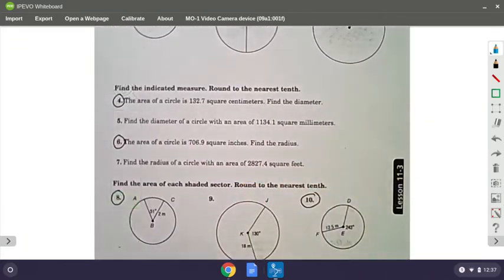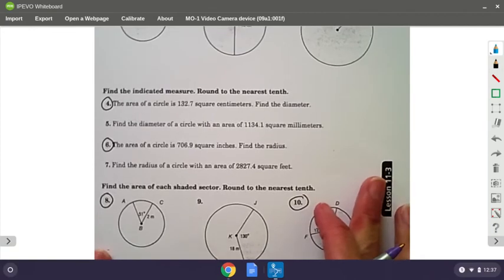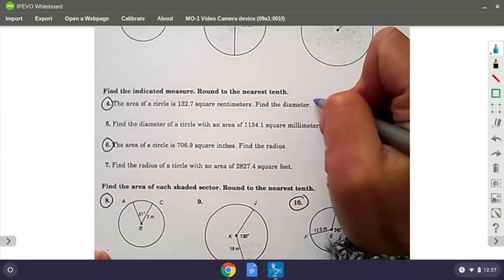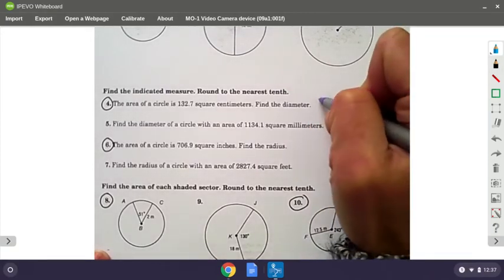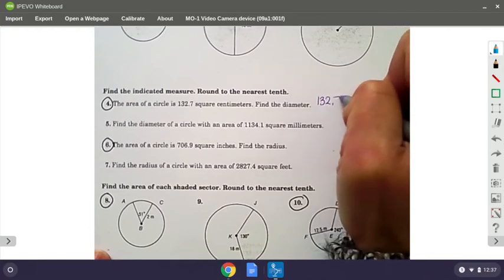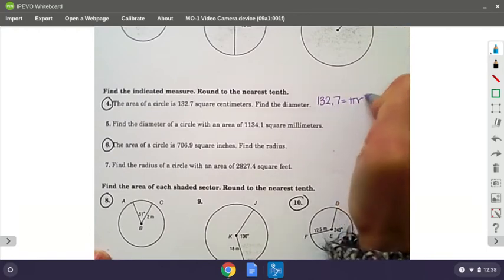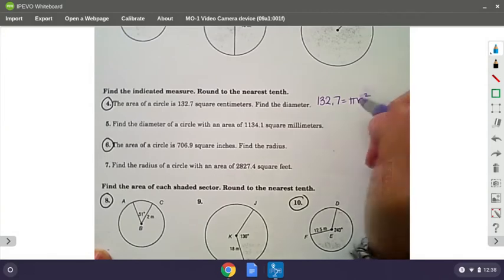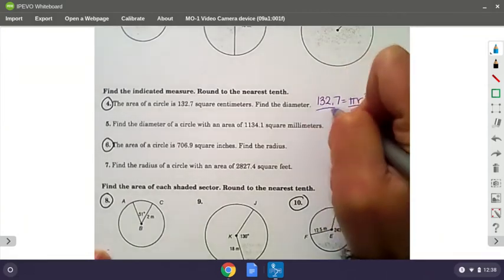4 and 6, I'll do one of these. I'll do number 4. They give you the area and you have to work backwards to find the radius. I'm sure most of you could probably figure out how to do it, but I'll still do it for you. So I'm going to do number 4, then you guys can do 6. So the area is 132.7, and that's equal to pi r squared. So then you have to just solve for r. So you're going to divide by pi.